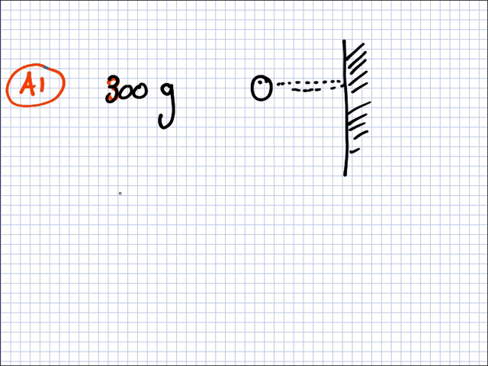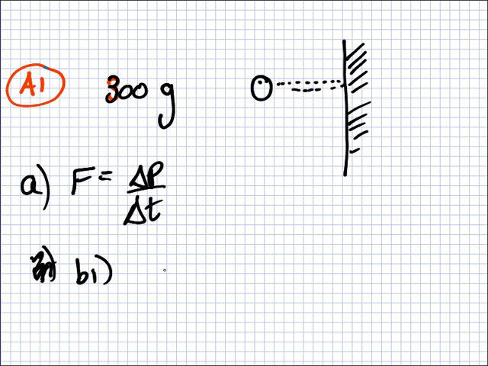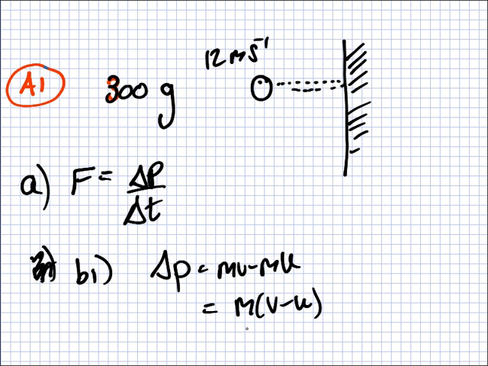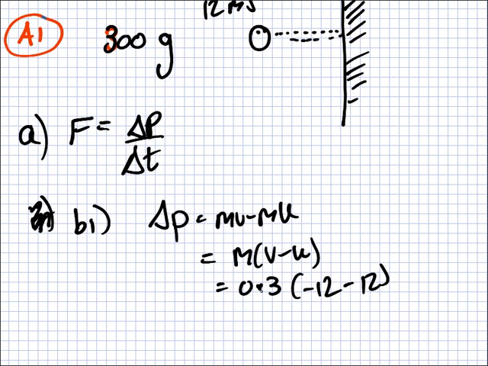Firstly, state the relationship between force and momentum of an object. That's Newton's second law written like that. Secondly, B1: determine the magnitude of the change in momentum of the ball. So they want delta P, which will be mv minus mu, which will be 0.3 times 12, minus, sorry, 12 minus minus 12. Can someone bash that in on the calculator, please?